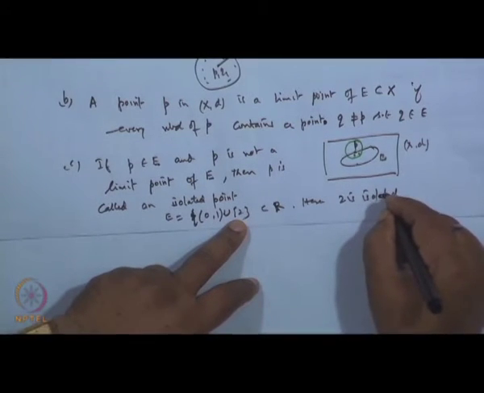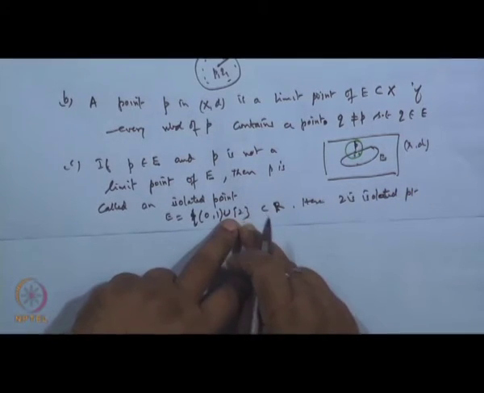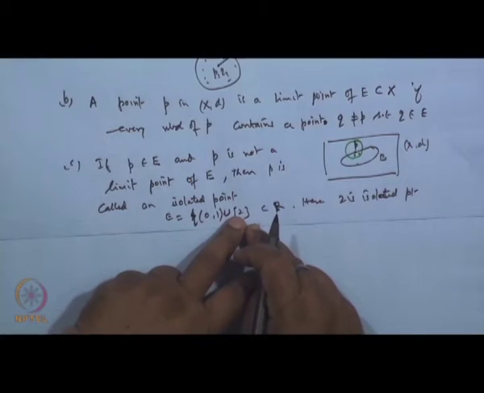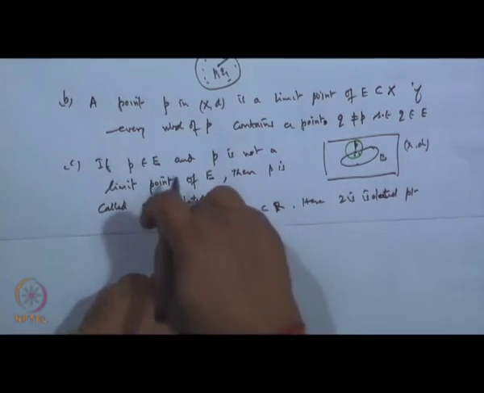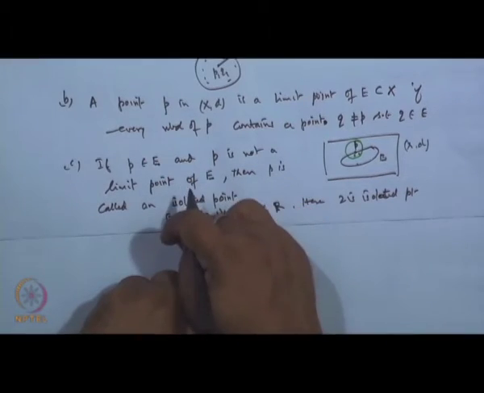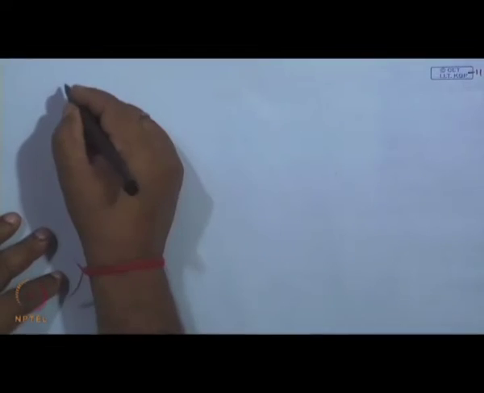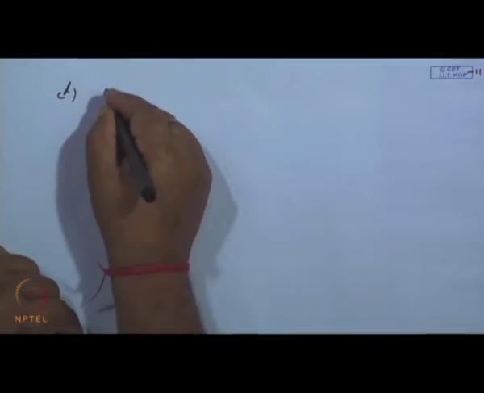Now, 2 here is an isolated point. Why? Because if we draw a neighborhood around the 2, then it does not include any point of E. So, 2 cannot be a limit point of E, but 2 is a point of E. So, it is an isolated point. And C, D. Closed set.